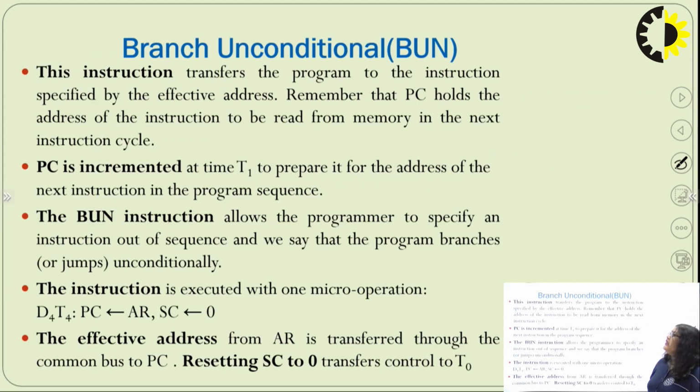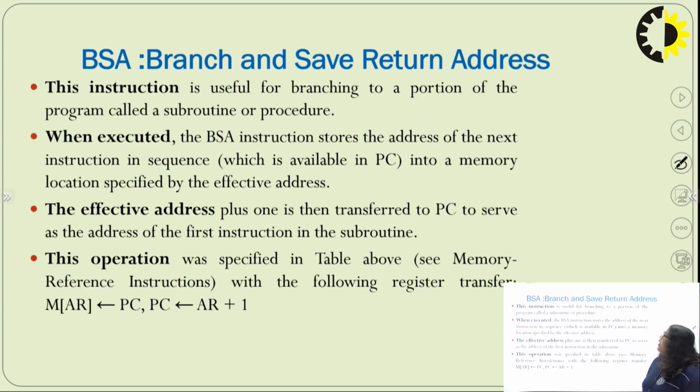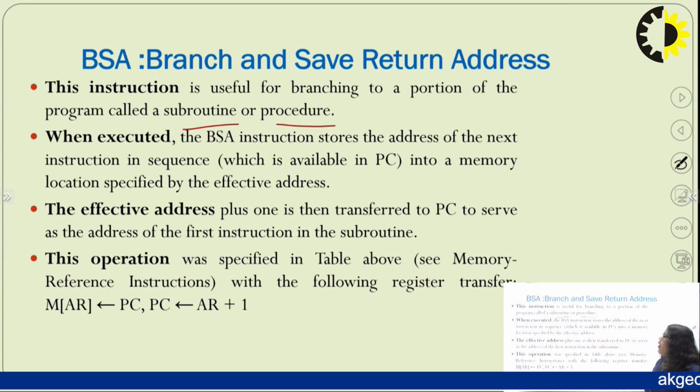Now branch unconditional. Branch unconditional means we don't have any condition for transferring the instruction. When the instruction has defined a rule, we just execute the next instruction without any condition. So this is known as branch unconditional. Now branch and save the return address. This is very important, and it is also known as call and return, save address, the subroutine, or the procedure call.